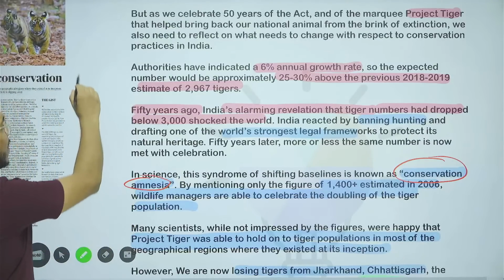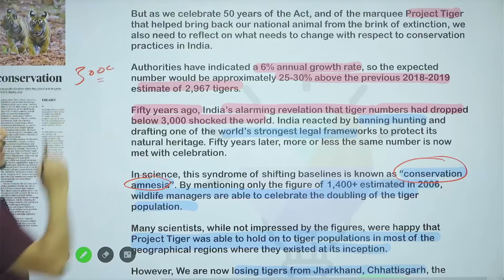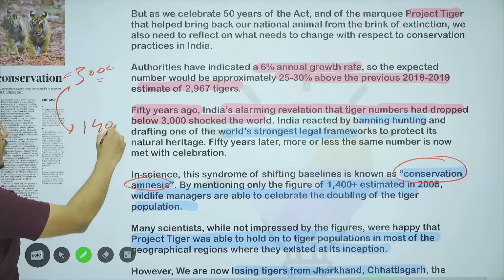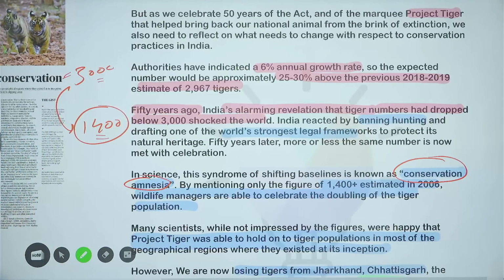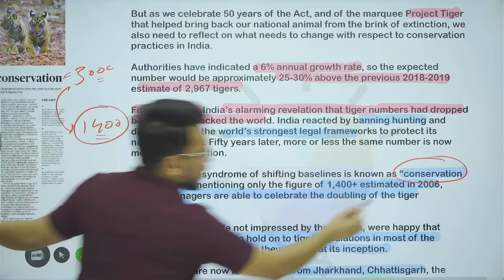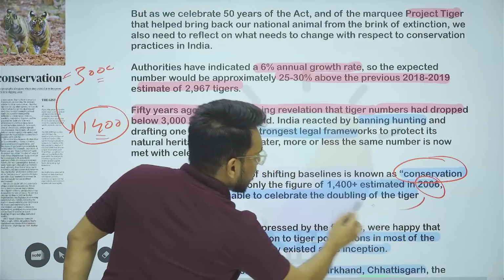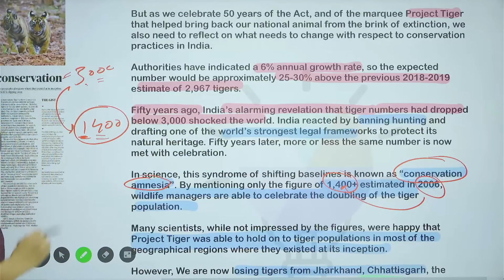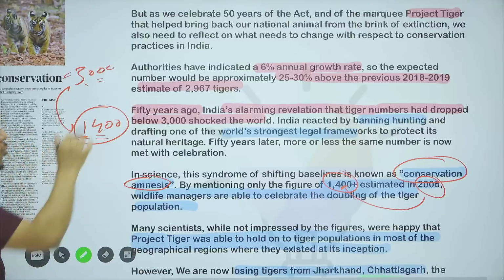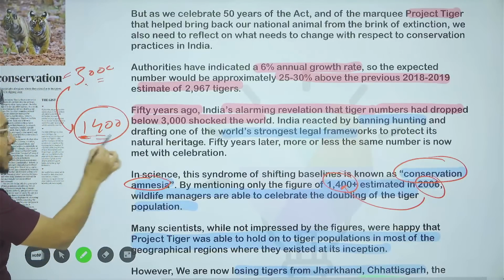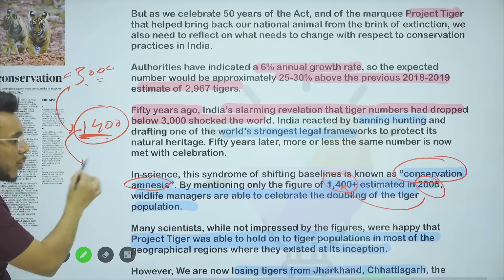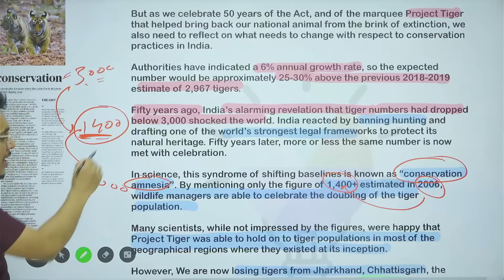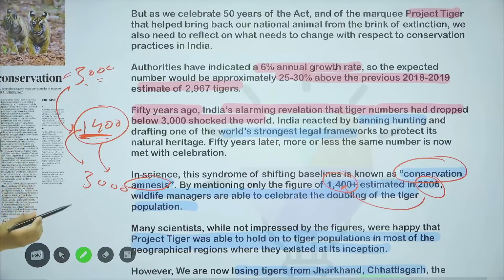Now see this particular thing. 50 years back we had around 3,000 tigers. It was a point of concern. But if I give you one more number, around 1,400. Actually, in 2006 the tiger population reached just 1,400. Now 1,400 is very less when you see 3,000. So basically the government is not choosing the baseline of 3,000, the government is showcasing that the tiger population reached 1,400 in 2006, and from there we have reached 3,000 plus. So actually we have more than doubled the tiger population.